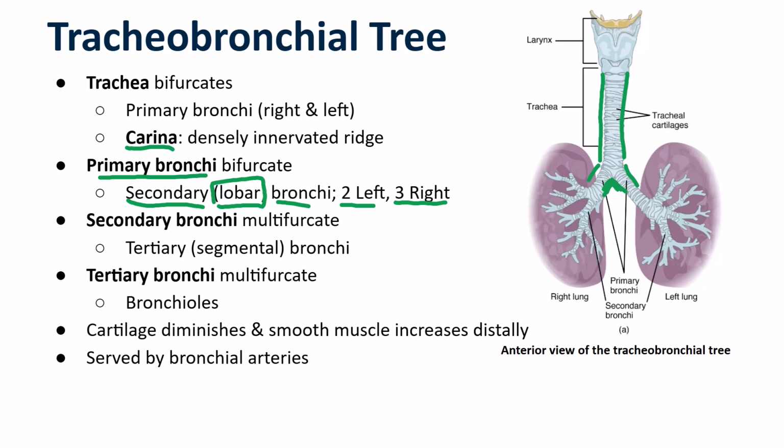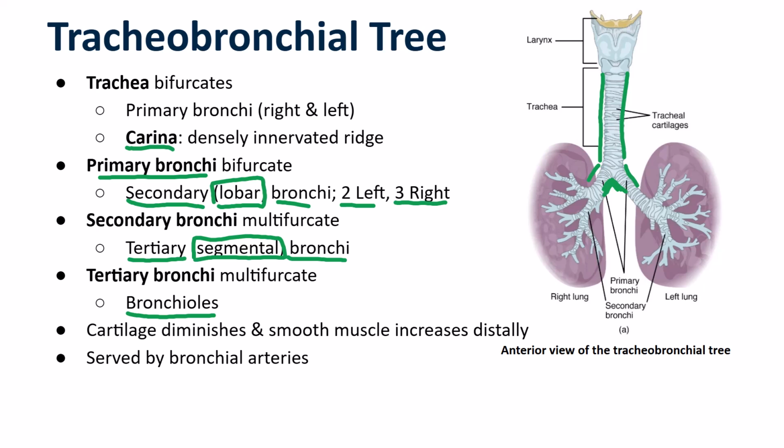Those secondary bronchi will multifurcate into tertiary bronchi, oftentimes called segmental bronchi. They're called segmental bronchi because they serve bronchopulmonary segments. Within bronchopulmonary segments, those tertiary bronchi are going to multifurcate into bronchioles. So bronchioles are a large category of small tubes within the lungs.